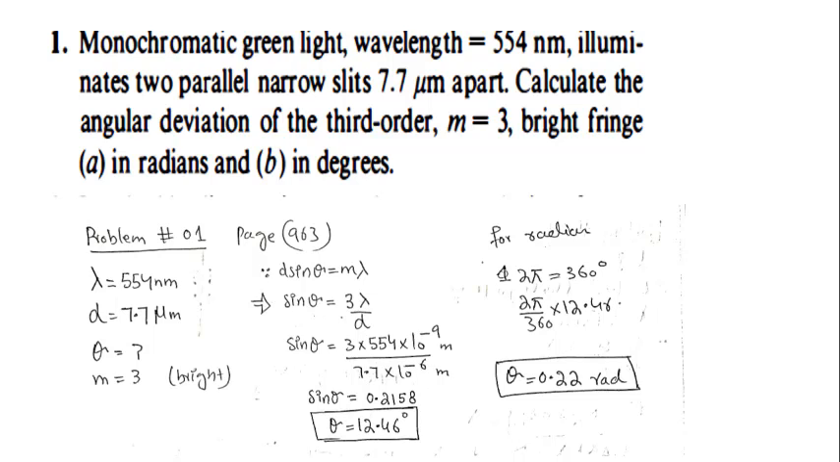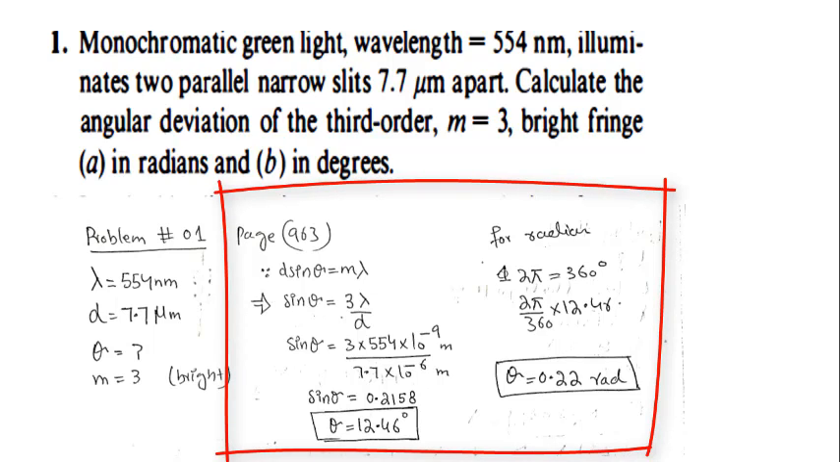In this problem it is asked that a monochromatic green light of wavelength 554 nanometer illuminates two parallel narrow slits 7.7 micrometer apart. Calculate the angular deviation of the third order bright fringe in radians and in degrees. The wavelength is given, the slit separation is given, and we are asked to find this theta, which is the angular deviation from the horizontal, for the third order bright fringe. So we know this expression d sine theta is equal to m lambda.